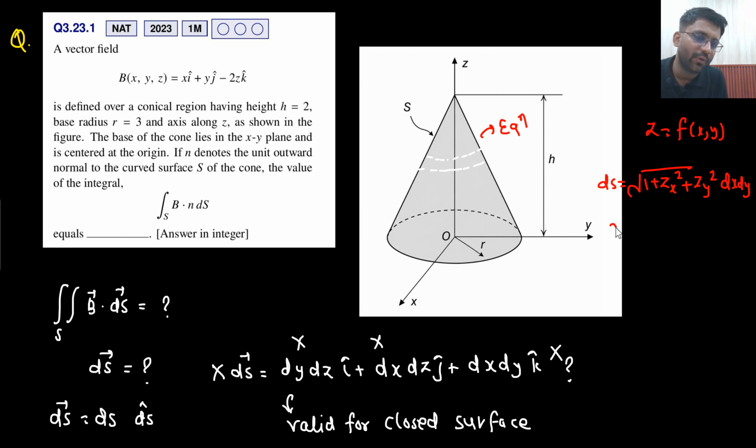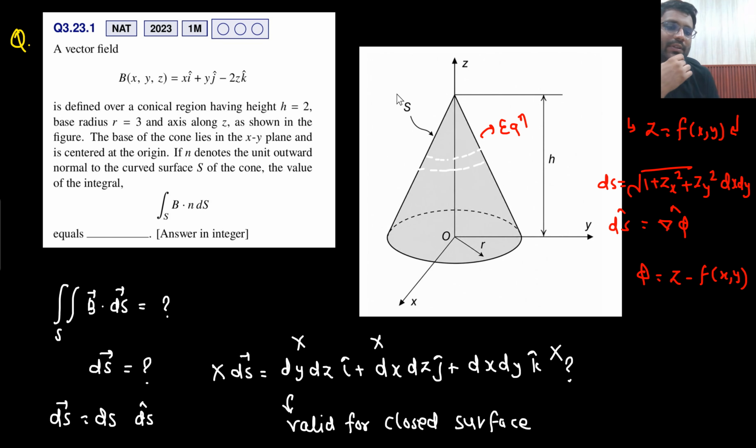And then you find out ds cap. How do you find out ds cap? You calculate the function phi, take its gradient and find out its direction. What will be the function phi? Function phi would be nothing but z minus f of x comma y. So do all this process. First of all, find z as a function of x comma y. It is a cone. Yes, I can find it out.